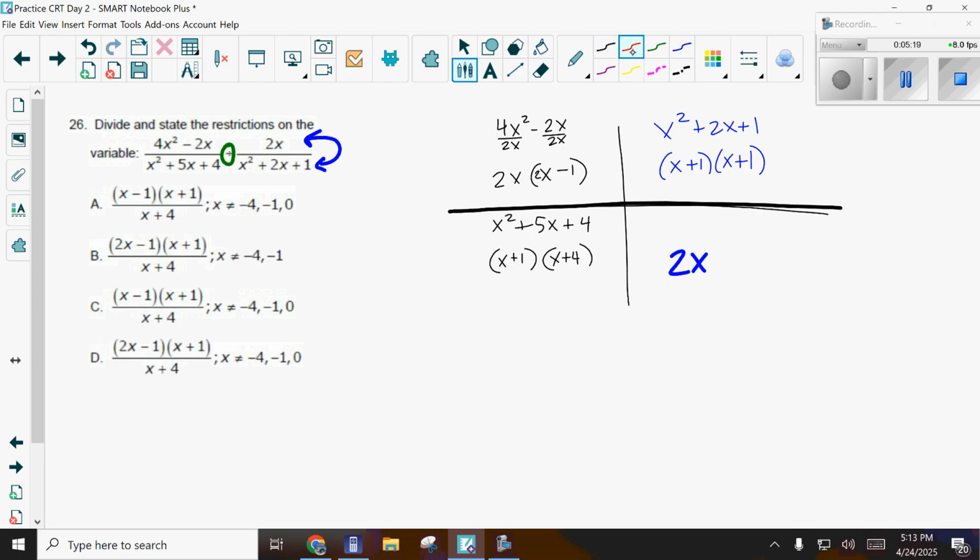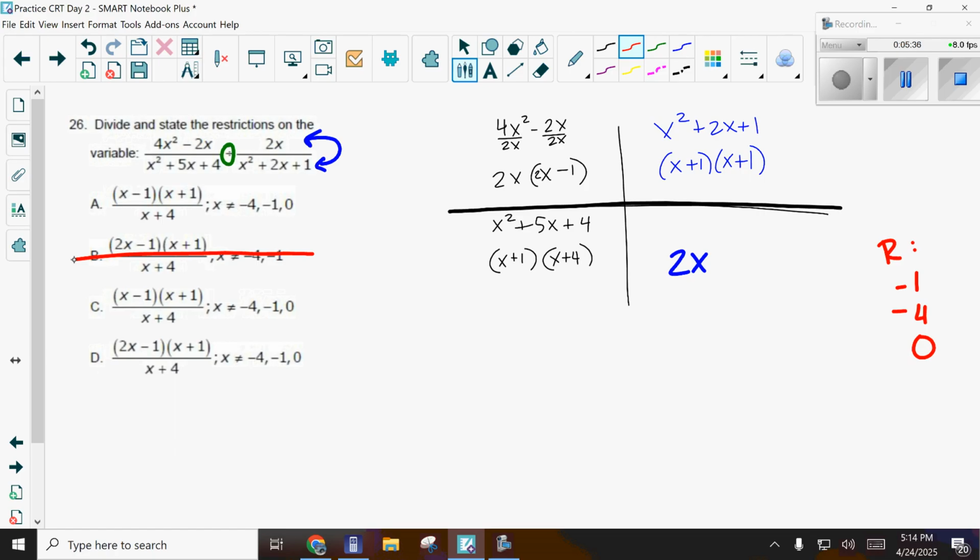Now your restrictions, again, they come from the bottom. So the first parentheses gives us a -1. The second parentheses gives us a -4. And since the third one in blue doesn't have parentheses, it's automatically a 0. So just from there, we can get rid of choice B.